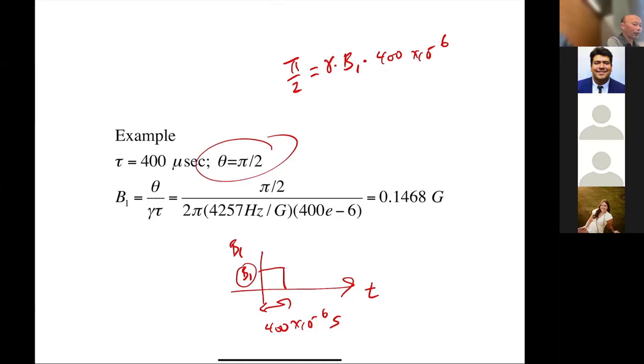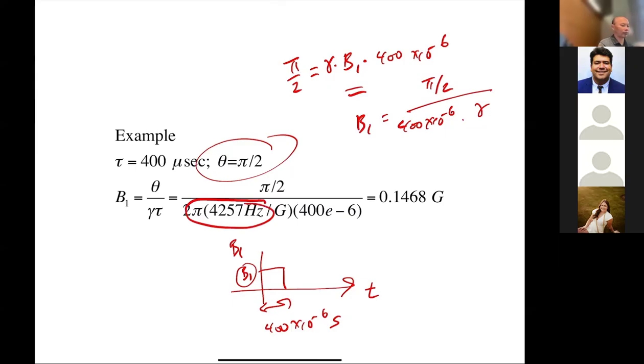Then I can just solve for B1. B1 equals pi over 2, divided by 400 times 10 to the minus 6, divided by gamma. This is my gamma here in radians, 2 pi times 4,257 hertz per Gauss, and this is my time. It turns out if I play out a 400 microsecond pulse, I need to play out a B1 that's about 0.15 Gauss, about a third the Earth's magnetic field. So these are fairly tiny magnetic fields we're playing out.